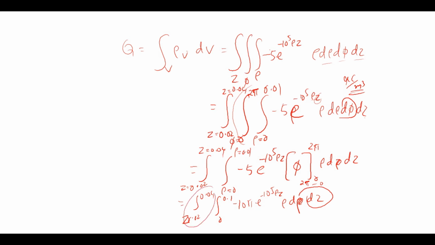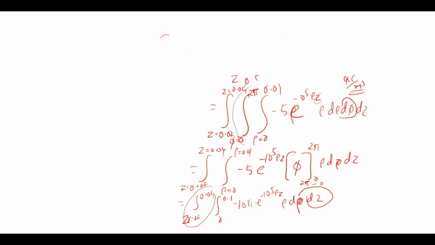So better I can write it here. What you have now is Q is equal to minus, the integral left is over rho, so 0 to 0.01, of 0.01 minus 10 pi e to the power minus 10 to the power 5 rho z.